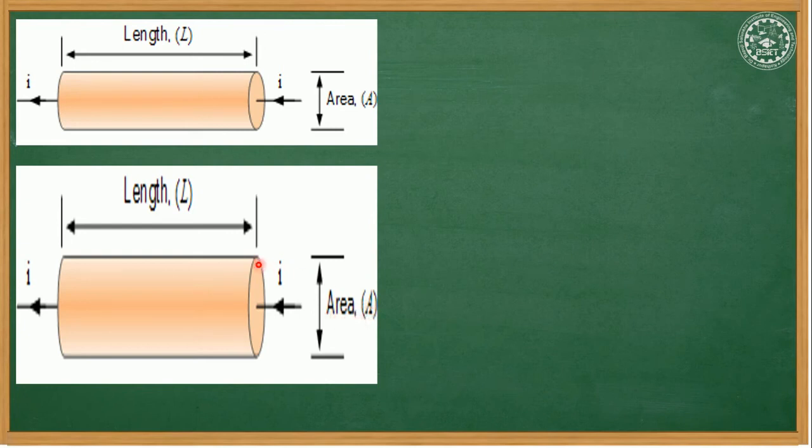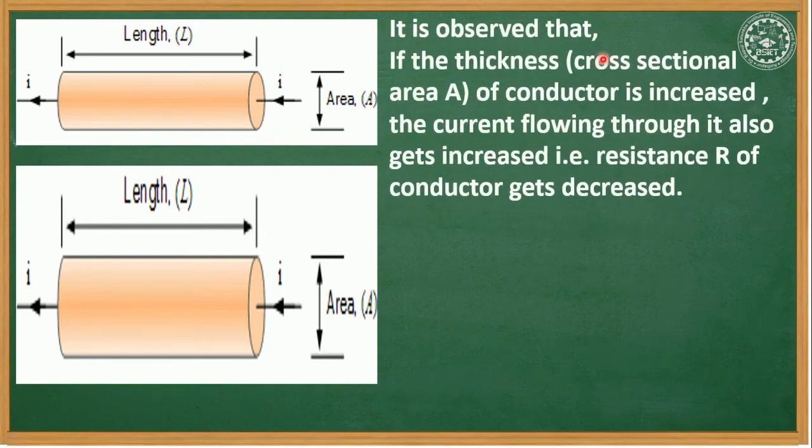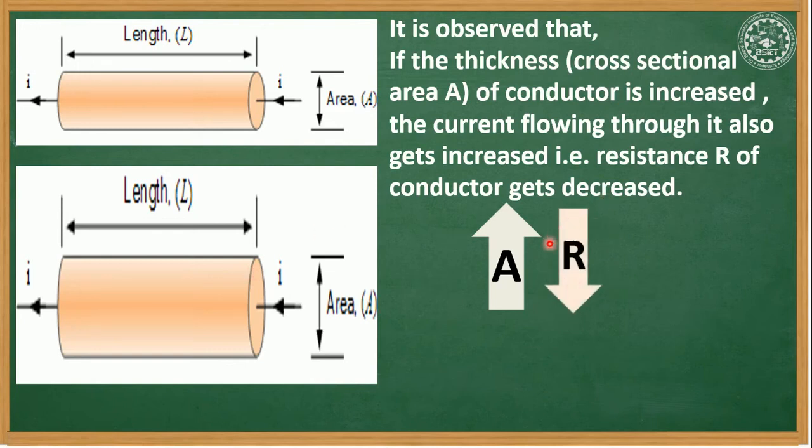So what happens with the resistance then? It is observed that if the thickness, that is the cross sectional area of a conductor, is increased, the current flowing through it also gets increased. That is, the resistance R of a conductor gets decreased. Means if we increase the cross sectional area of this conductor, then the value of the current increases, means the value of R gets decreased. Okay, so if we increase the cross sectional area, then the resistance of a conductor gets decreased. This is what we observed.